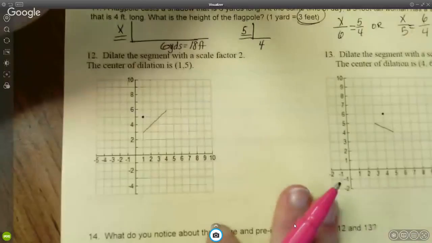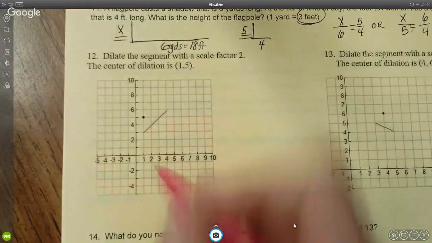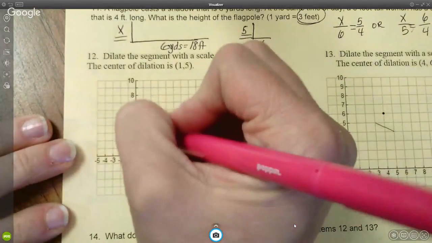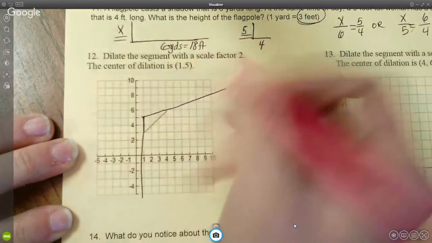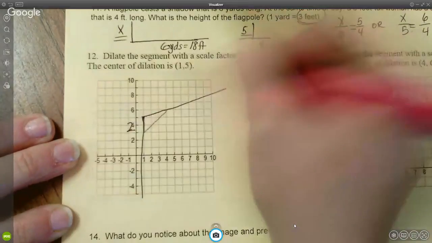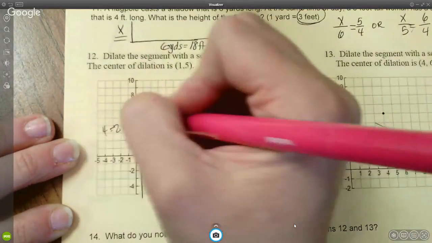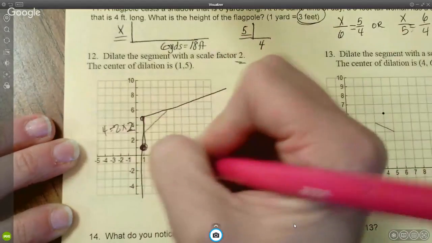Next, dilate with a scale factor of 2 and a center of dilation at 1.5. Remember, we're going to draw long lines connecting. This one goes down 2. It says scale factor of 2, so 2 times 2 equals 4. So I've got to go down 4. So here's my new point. My new point is at 1, 1.